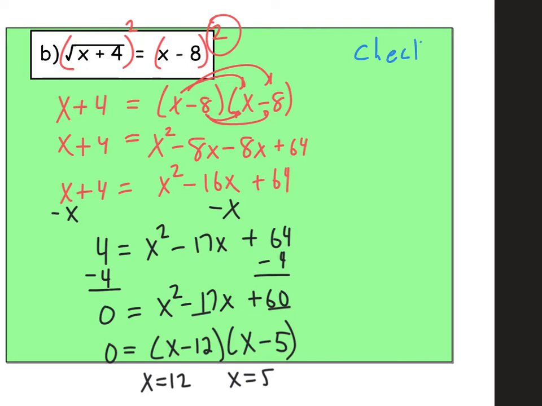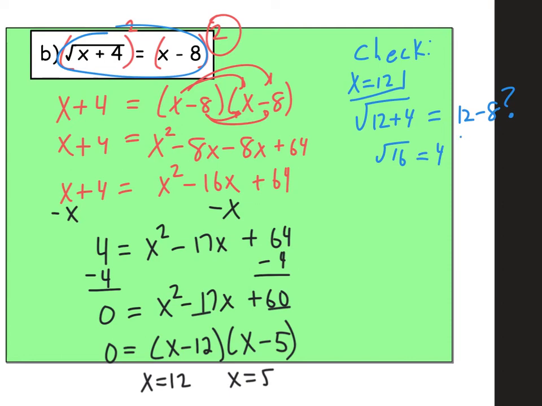Okay, checking our work. So let's check x equals 12 first. If we check x equals 12 in the original equation, we had the square root of x plus 4, so 12 plus 4. Does that equal 12 minus 8? So I'm putting in 12 for both x's and asking myself, is that true? So the square root of 16 equals 4, is that a true statement? Yes. Okay, so our x equals 12 works.